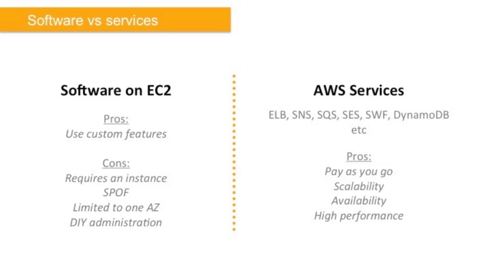AWS services like Elastic Load Balancer, like Simple Notification Service, Simple Queuing Service, Simple Email Service, Simple Workflow and DynamoDB, and more, what you're getting is a pay-as-you-go, typically a much better price than running it yourself. And then to boot, you're getting scalability, availability, and high performance as part and parcel of consuming that service.